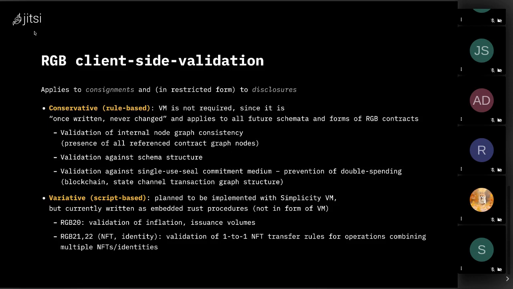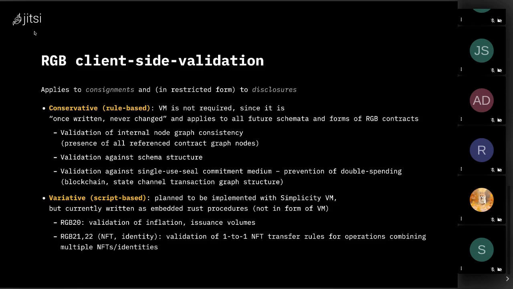Basically, whenever we make sure that with the RGB20 schema, the amount of asset in the transition outputs equals the amount of asset in the transition inputs, we do that with this script-based validation. So we check the Pedersen commitments, we check the bulletproofs. It's hard-coded today, but in the future, it was a clear intent to make that validated by a simplicity script. That's because this form of validation is specific to RGB contract.